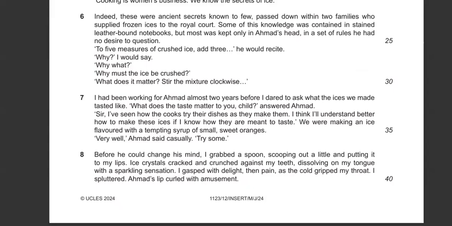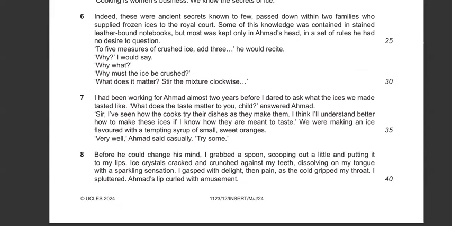In a set of rules he had no desire to question. Five measures of the crushed ice at three, he would recite. Why? I would say. Why what? Why must the ice be crushed? What does it matter? Stir the mixture clockwise.